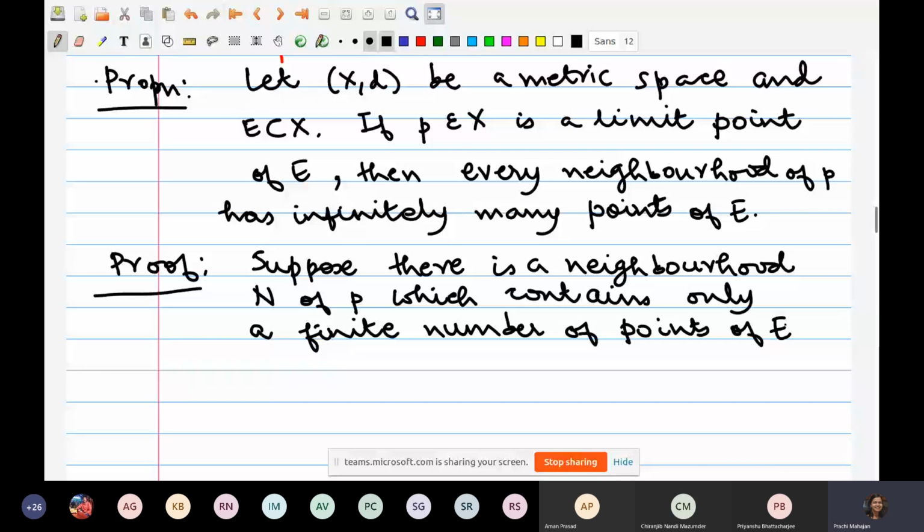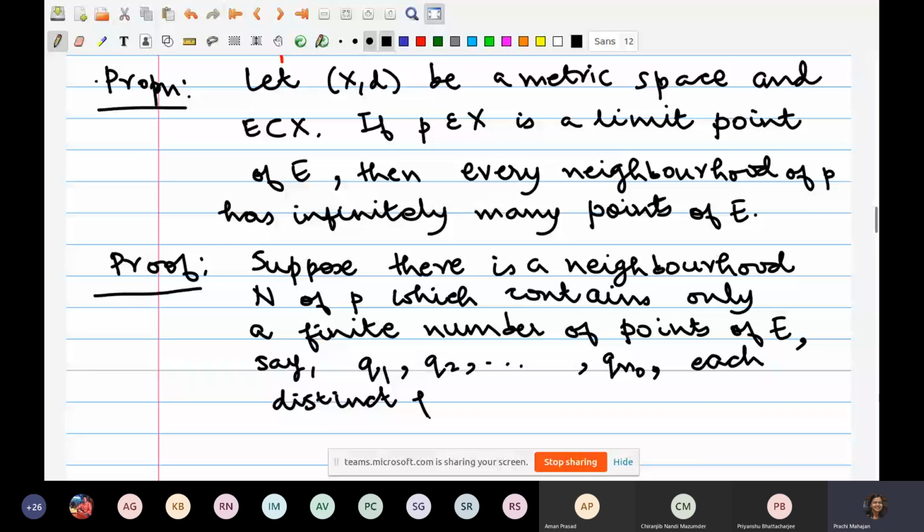And I'm going to label these points. Let me call these points Q1, Q2, and all the way till Qn0. So what am I saying? Suppose there is a neighborhood N of P which contains only n0 points of E. I am going to label them as Q1, Q2, Qn0, and each of them is distinct from P. Correct?